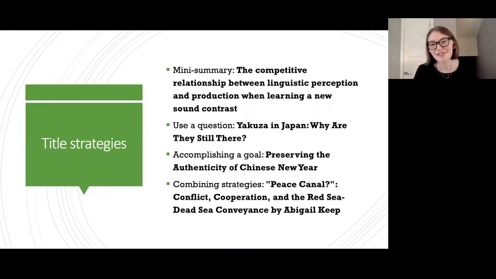So this last title, it's a fantastic title, I think. It won an award last year. That presentation won an award. It's Peace Canal. The Peace Canal question mark, it gives you the sense that the presenter is going to question whether it's really a peace canal. And then it gives you a mini summary of what's going to happen in the presentation.